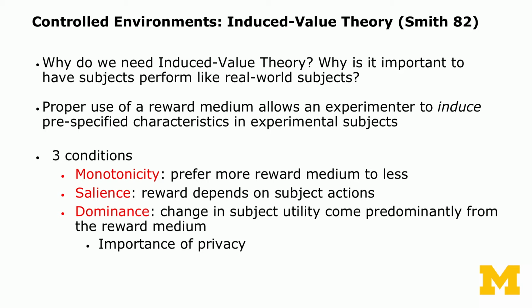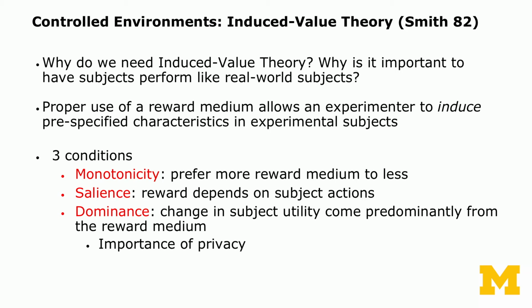In other words, there is a proper use of a reward medium which allows an experimenter to induce pre-specified characteristics in experimental subjects. So this reward medium should satisfy three conditions. One is monotonicity, which means that the subjects prefer more reward medium to less. And so money would satisfy this. In most of the cases, though, participants would prefer more money to less money.